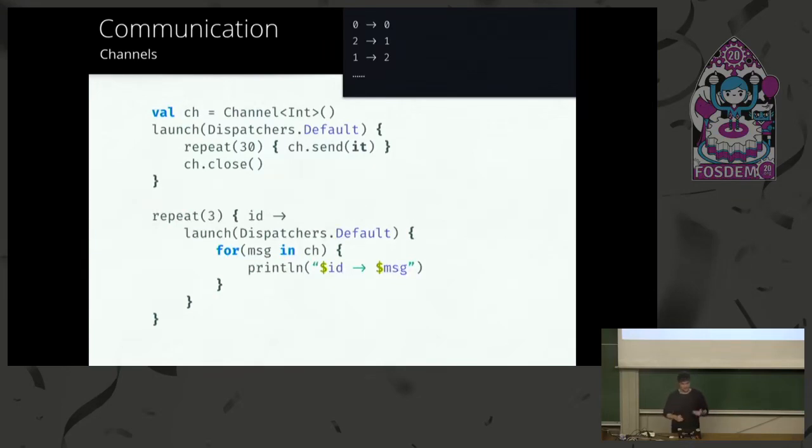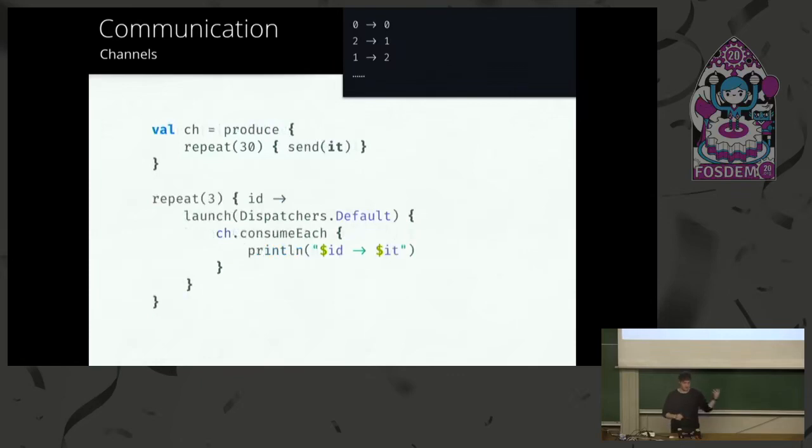We can also have builders for these kind of things, like a produce builder that actually creates the channel for us. You can call send instead of channel.send, and it closes the channel once the closure is complete. And you can also call consumeEach on the channel instead of having a for loop or multiple receives. So it's going to keep on consuming, receiving until the channel closes.